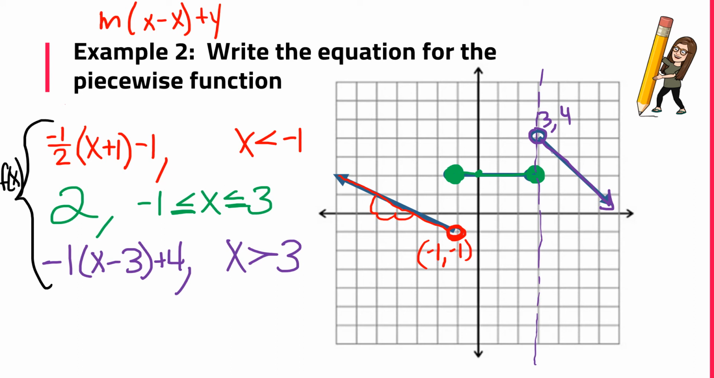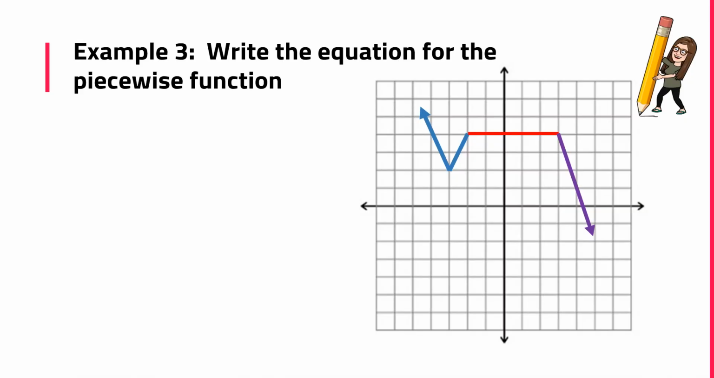Now, you're going to have to come up with a method. Would it be easier to write all the functions, label the graph with points? You have to decide what order. I like to go just piece by piece. Let's take a look at this one.